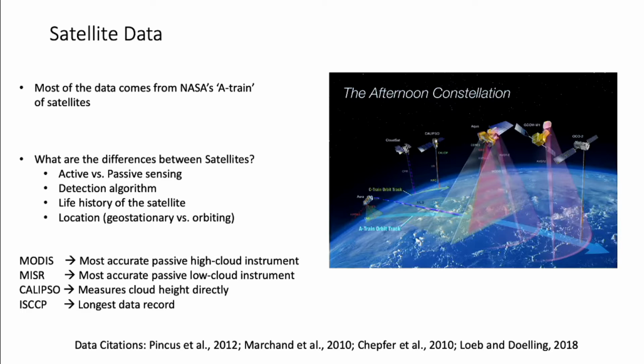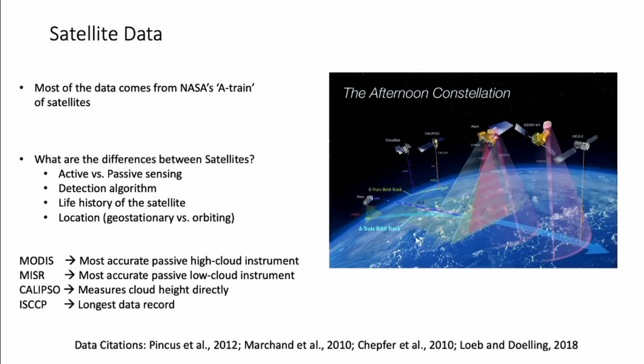They have slightly different life histories when they were launched and when they are finished. The detection algorithms, and this is one of the big factors, is different in each of the different satellites. And also their location over the globe at a particular time varies, especially when the satellites, like the ISCCP product that I'll show you, that's not part of the A-train, so that is a combination of satellites in different regions. So there's all of these differences in satellites.